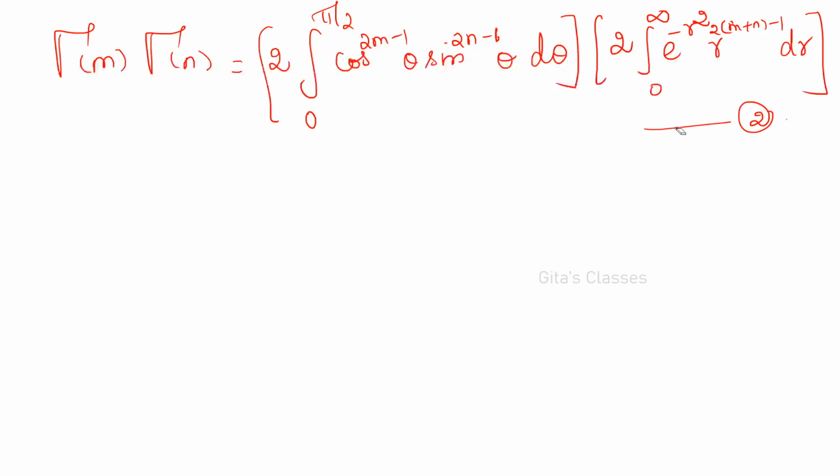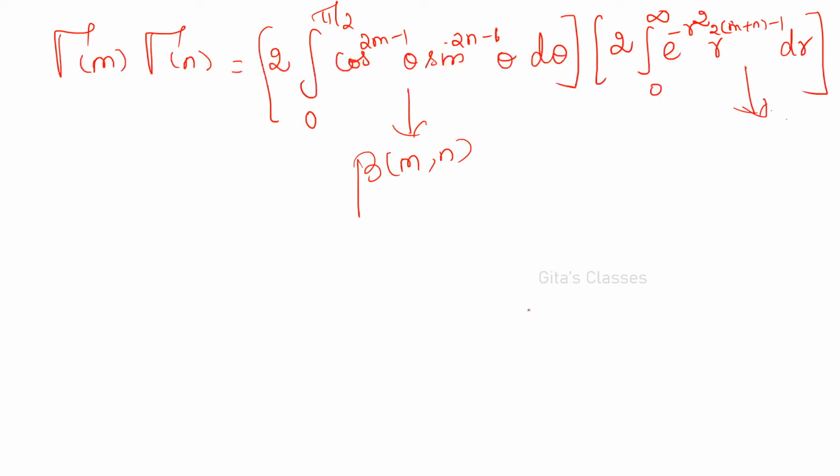You need not write this equation number 2 directly. What about the first term, the first bracket term? Already we have seen the beta function in terms of trigonometric functions. You can express beta of m comma n in terms of trigonometric functions. In the previous class I have explained that this is equivalent to beta of m comma n. What about this term now?